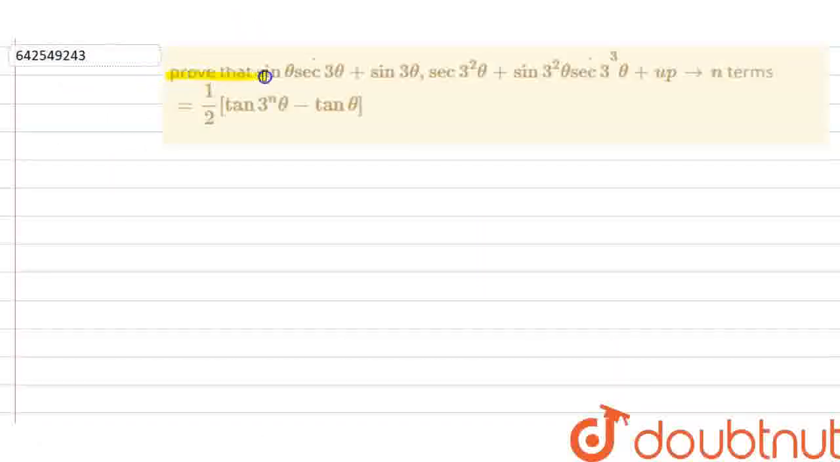Hello everyone, so our question is: prove that sin theta sec 3 theta plus sin 3 theta sec 3 square theta plus sin 3 square theta sec 3 cube theta up to n terms is equal to 1 upon 2 (tan 3^n theta minus tan theta). We need to show that this is equal to this.